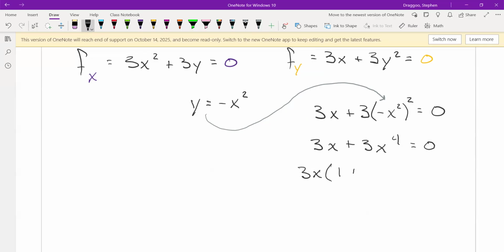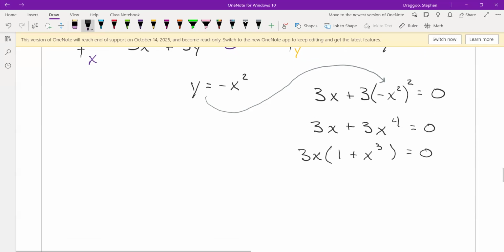So I'll call this thing 3x times 1 plus x cubed equals 0, as opposed to just saying 1 plus x cubed equals 0. If I did that, I would end up missing one of my solutions, because I should get either x equals 0 or x equals negative 1. From those two factors and my zero product principle, I can come up with those two solutions. Either 3x equals 0, meaning x is 0, or 1 plus x cubed is 0, so x cubed is negative 1, and the cube root of negative 1 is still negative 1.